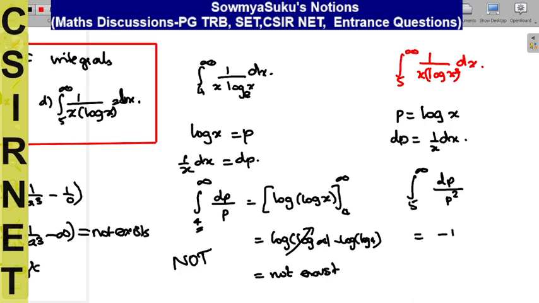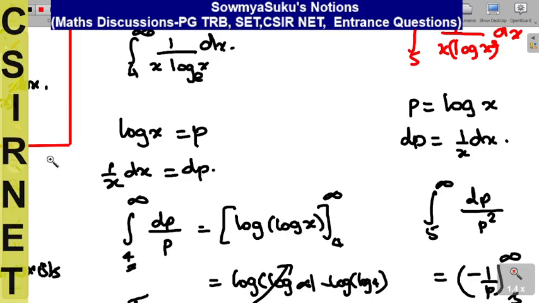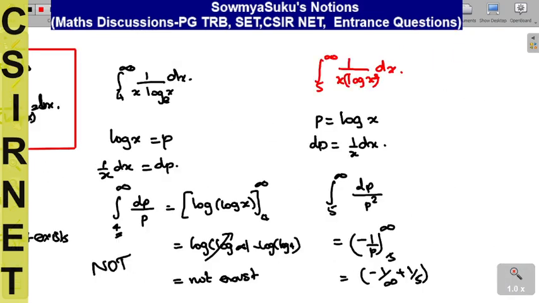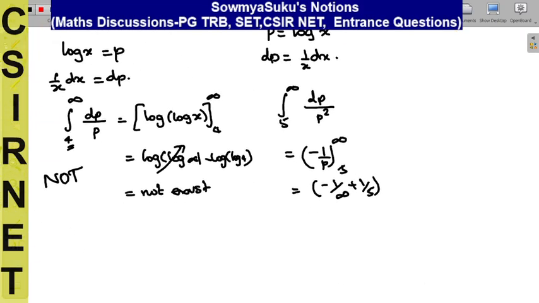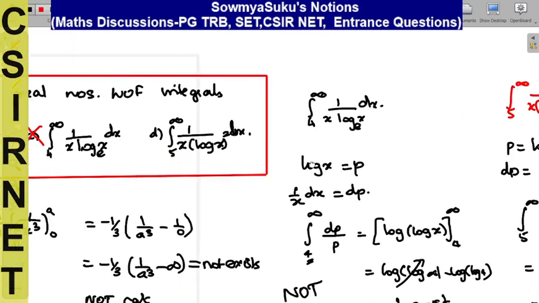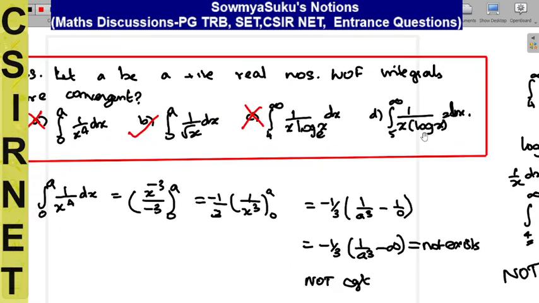Take the integral, you will get minus 1 by p. Check it, from the limit pi to infinity, which is equal to minus 1 by infinity plus 1 by pi, which is 0 plus 1 by pi, which is finite. That exists, which is convergent. So option D is the true one. Option D true. So according to this question, B and D are the right options.